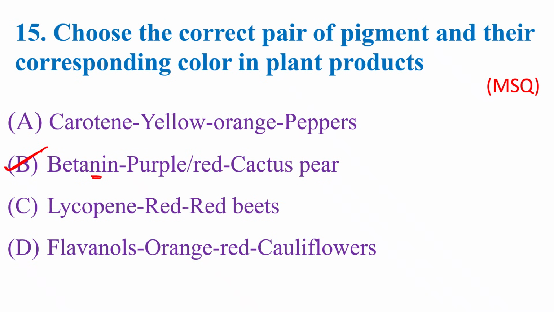It's carotenoids, for example, beta carotene, which are responsible for yellow orange hues, and these are dominant in carrots, pumpkins, peppers. So this is also correct. Whereas lycopene, red beets. So lycopene, it is a red pigment. It is basically present in tomatoes.